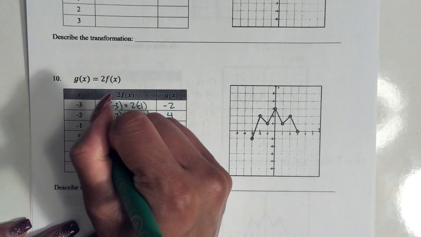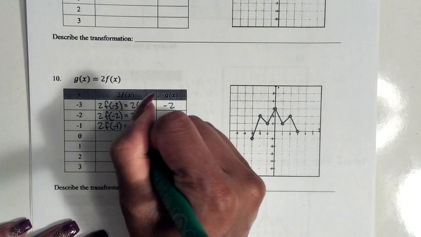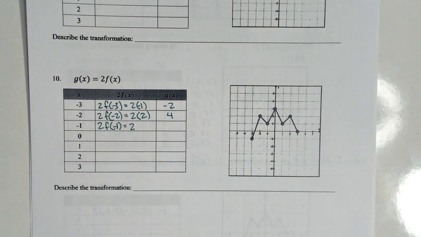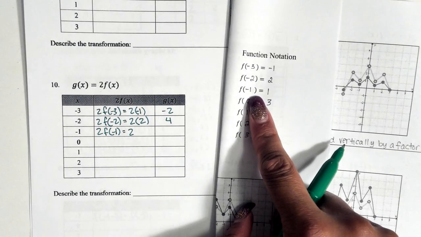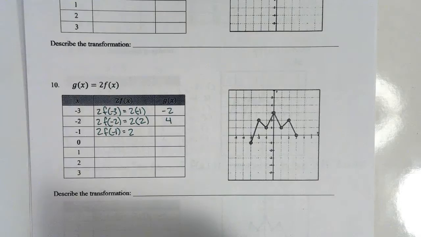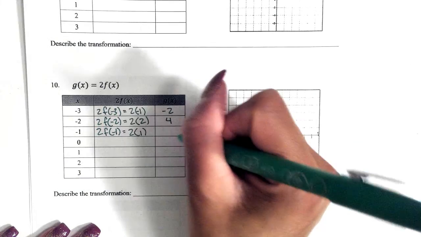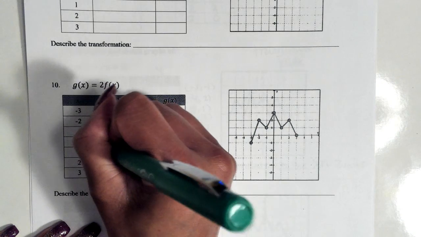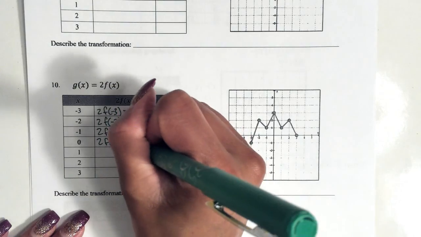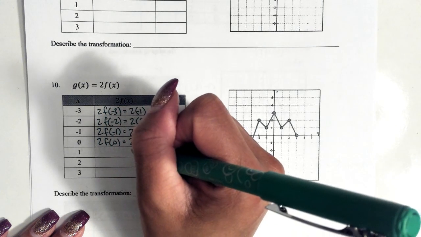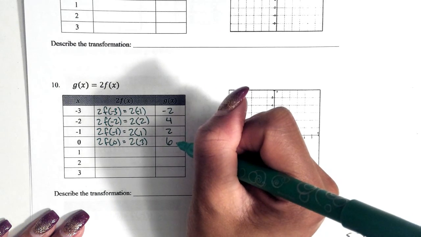So then I'll do the same thing. So I have 2 times f of negative 1. So I have 2, but we know that f of negative 1 is 1. So I'm going to plug in a 1 here. And so 2 times 1 is 2. Now I have 2 times f of 0. And this time with 2, f of 0 is 3. And 2 times 3 is 6.